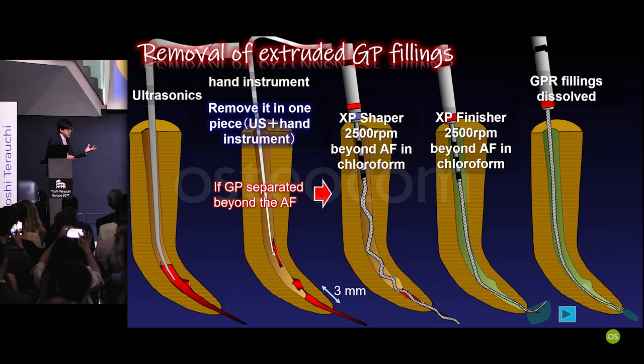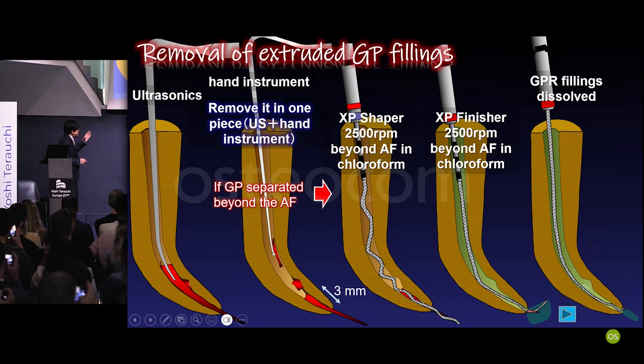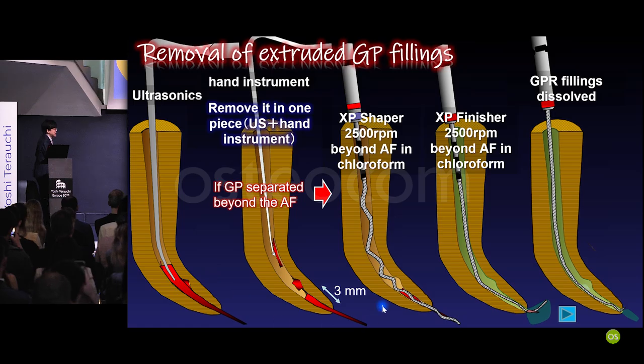What about the case with the gutta percha extruded into the periapical tissue? This is basically the same. Try to remove the gutta percha in one piece. But if it's separated, it's okay. So first, use TFRKS to create a space between the gutta percha and the root canal wall. Then you will introduce GPR, hand instrument. Try to get gutta percha out in one piece.